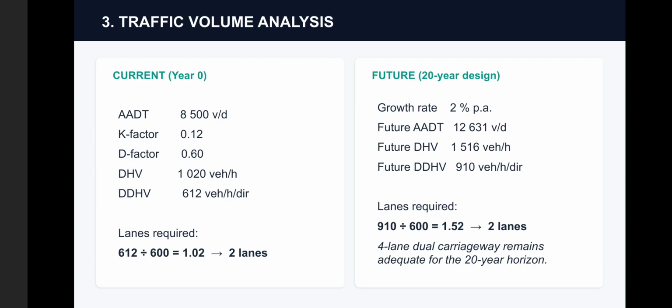Future annual average daily traffic rises to 12,631 vehicles per day, and the future directional design hourly volume came out to 910 vehicles per hour per direction. This still requires only 2 lanes per direction, confirming that a 4-lane dual carriageway is adequate for the full design period.